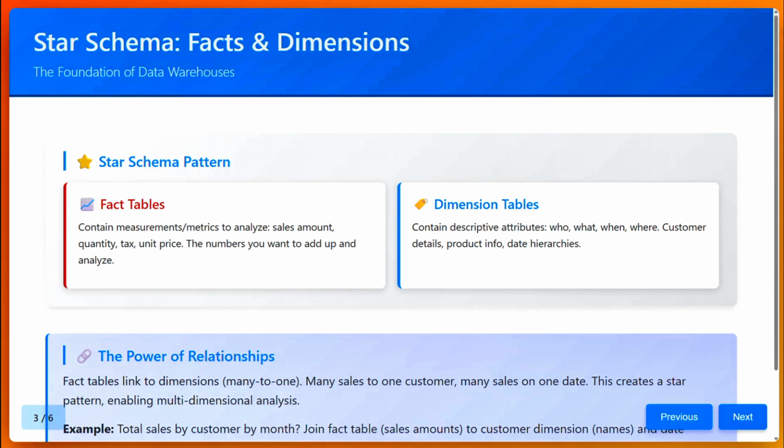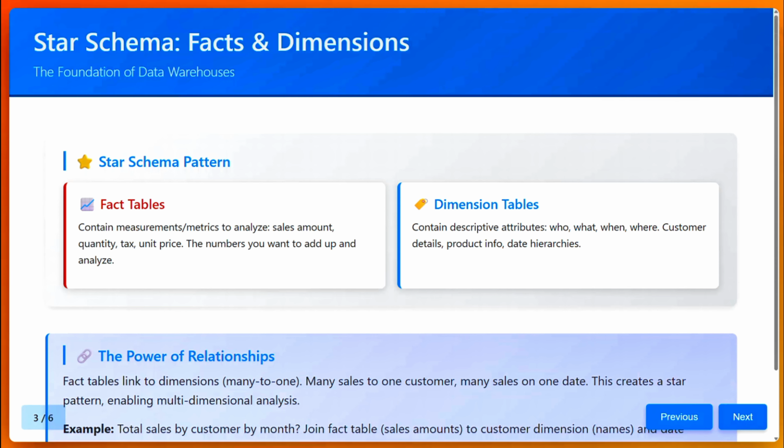So this structure is powerful. Why? Imagine you want total sales by customer by month. The fact table has the sales amount. Your customer dimension has the customer names and details. The date dimension has information about dates, including which month they fall into. And by joining all these tables together, you can slice and dice your sales data in countless ways.